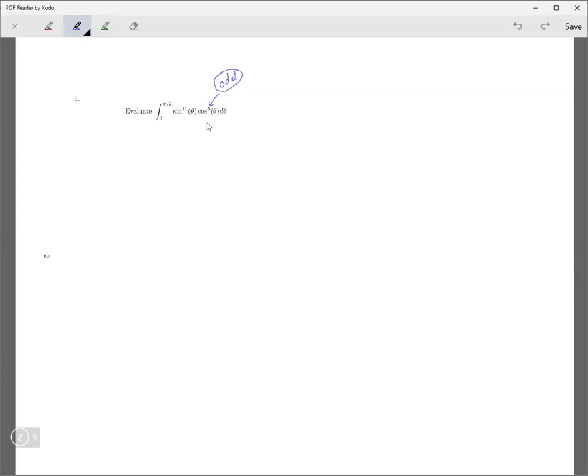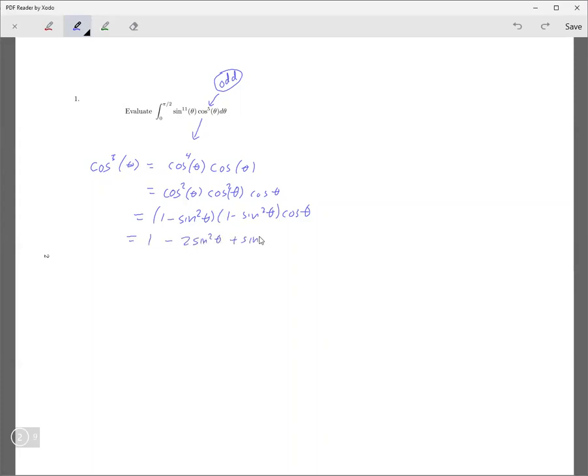When that's the case and you have sines and cosines, then you consider this, because cosine to the 5th is actually cosine to the 4th times cosine theta, and cosine to the 4th is cosine squared times cosine squared. So you write it like this: 1 minus sine squared theta, times 1 minus sine squared theta. The idea is to change everything to sines. And if you multiply those two together, you get 1 minus 2 sine squared theta plus sine to the 4th of theta.